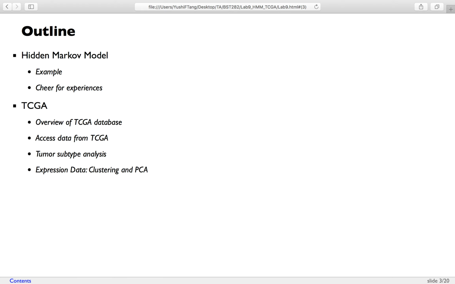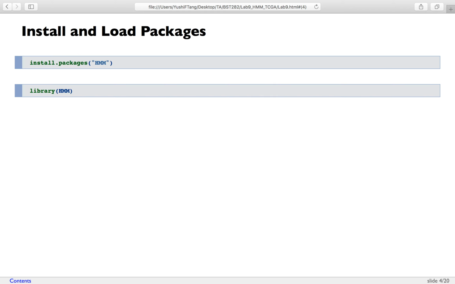So for this lab, our outline contains first part is the hidden Markov model, and I would introduce you the basic concepts and also some examples about how to use the hidden Markov model in some biological setting, and also how to get access to the TCGA data, which is the second part of our lab. I would take you guys to take an overview of the NIH TCGA database, and also how to get access to the data from TCGA just in the R session, and also how to do the tumor subtype analysis and how to visualize the clustering and PCA.